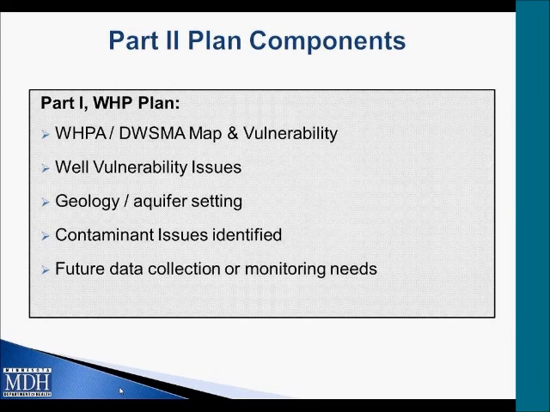Are there any well vulnerability issues? Are there well construction issues that are a concern and we should be taking into account as we move into that second part of the plan? Were there any contaminant issues? Nitrate, some of our public water suppliers may have nitrate issues, and there could be other contaminant issues also identified that we need to be really thinking about as we embark on starting that second part of the plan. Also, any future data collection or monitoring needs, those things are included in the Part 1 plan, and we need to keep those in mind as we move forward as well.